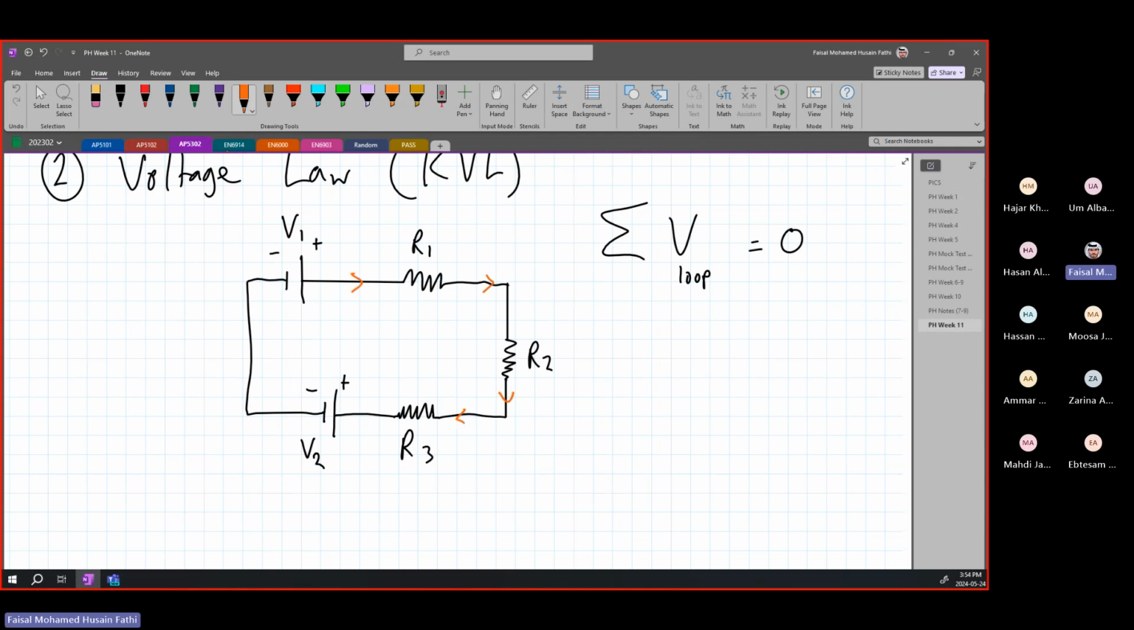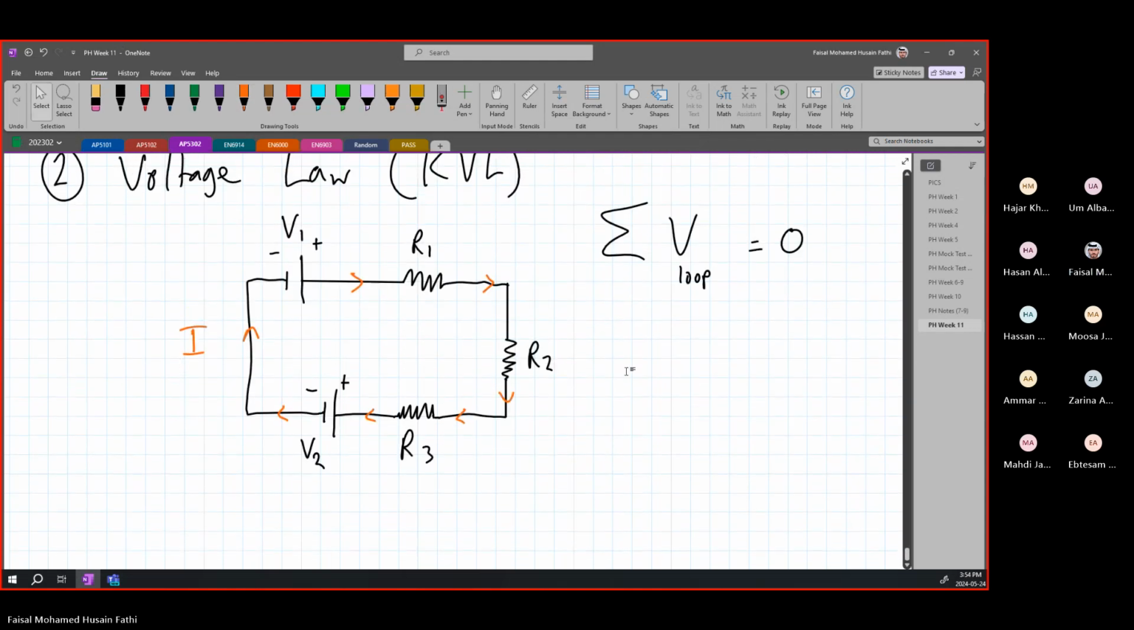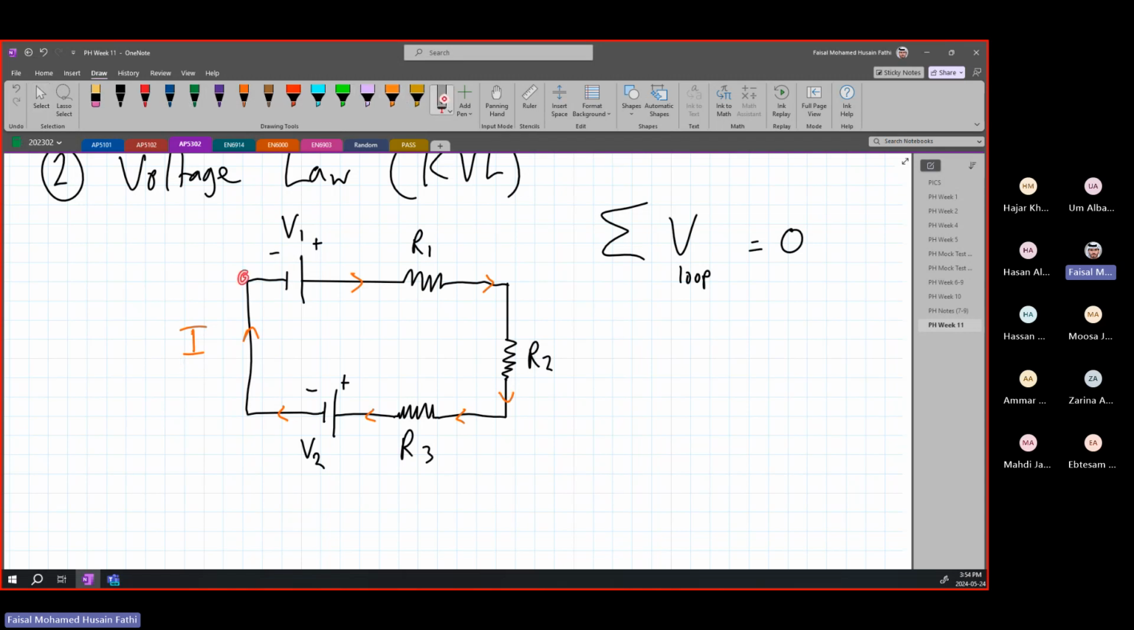Remember, this is a series circuit, right? So current is the same all over the place. It does not change. Current I. Okay, everything is connected in series. So KVL says that when you're going in this loop of current, all the voltage has to be 0. So let us do that. Let us start from this point, all right?